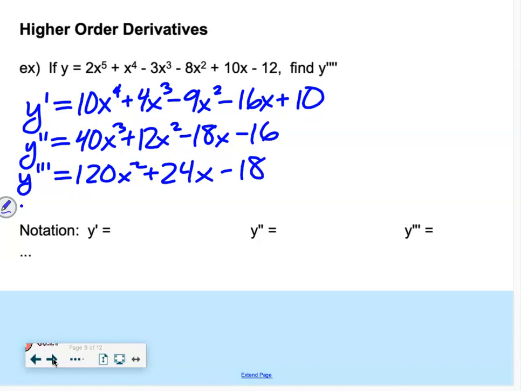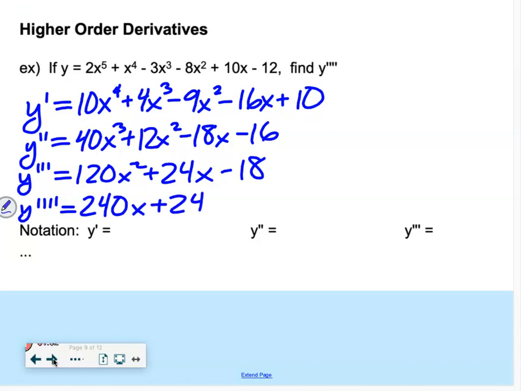All right, and y prime prime prime prime, or y quadruple prime. So if this is position, velocity, acceleration, jerk, this is called the snap. And just so you know, the fifth derivative would be called the crackle, and the sixth derivative is the pop. And that is just because physicists are geeks and they named them after the breakfast cereal. The cereal came first, right? If you know Rice Krispies, the characters are Snap, Crackle, and Pop. So what's the fourth derivative? 240x plus 24.